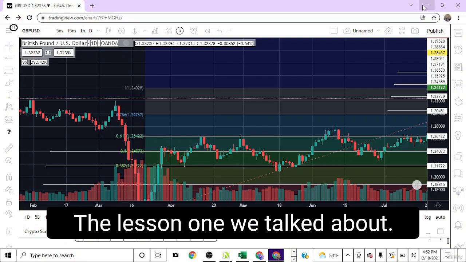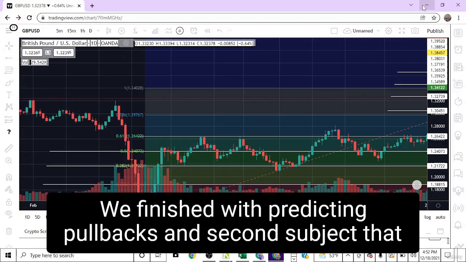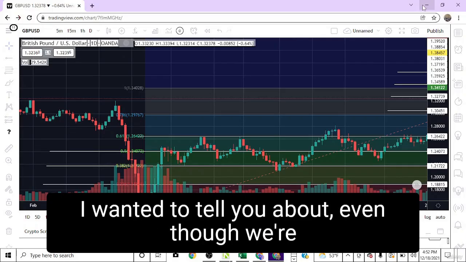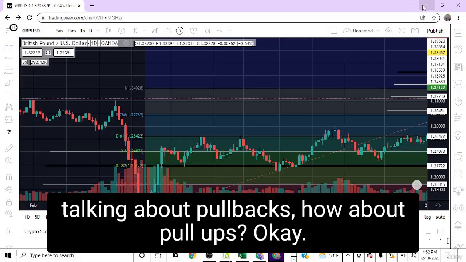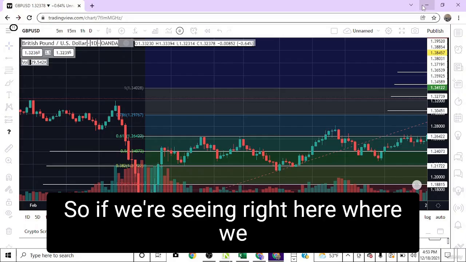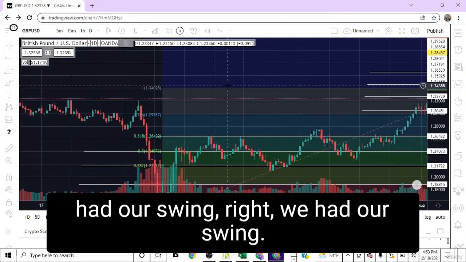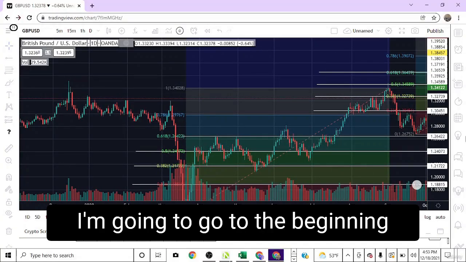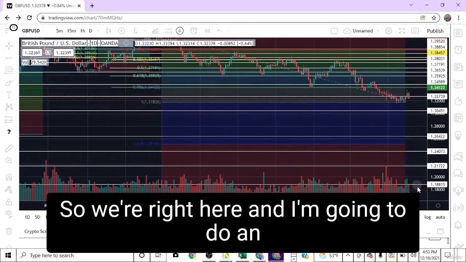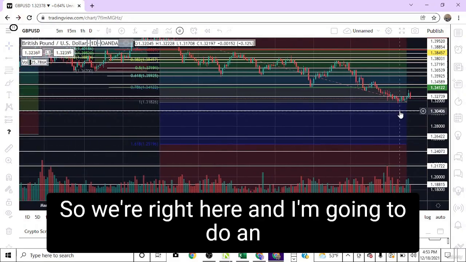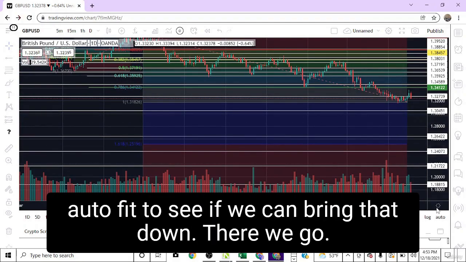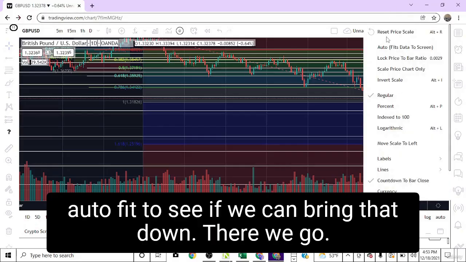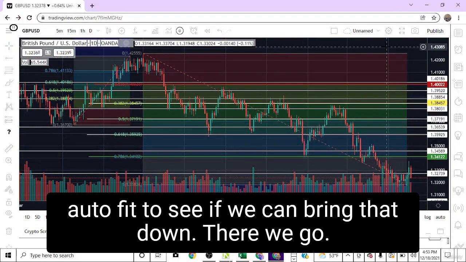Lesson one we talked about, we finished with predicting pullbacks. And the second subject that I wanted to tell you about, even though we're talking about pullbacks, is pull ups. Okay, so if we're seeing right here where we had our swing, I'm going to go to the beginning because it's a better example there. So we're right here, and I'm going to do an auto fit to see if we can bring that down. There we go.